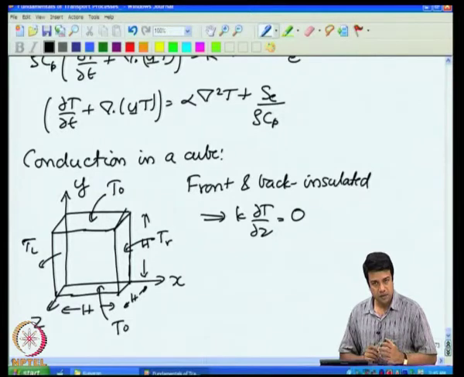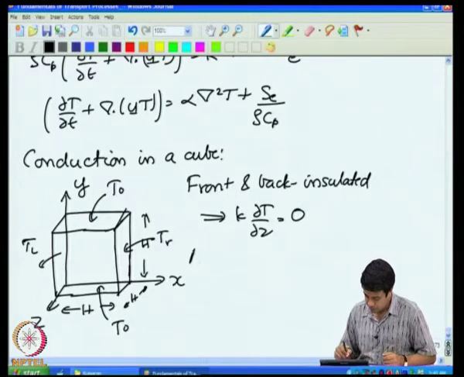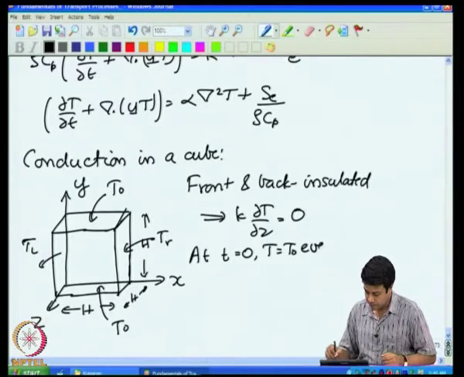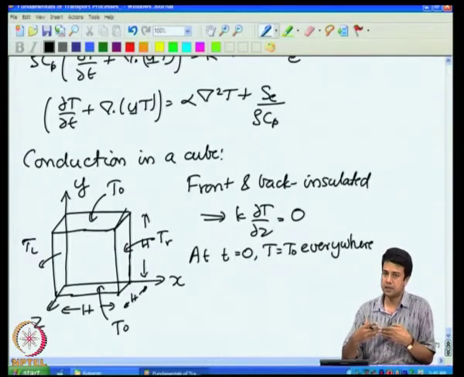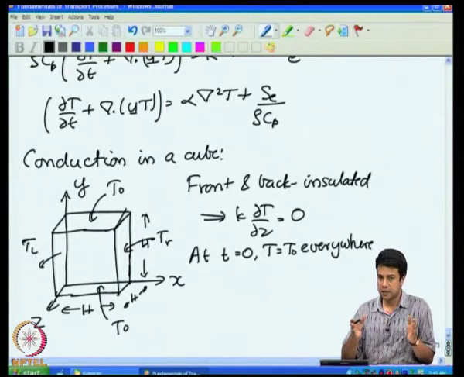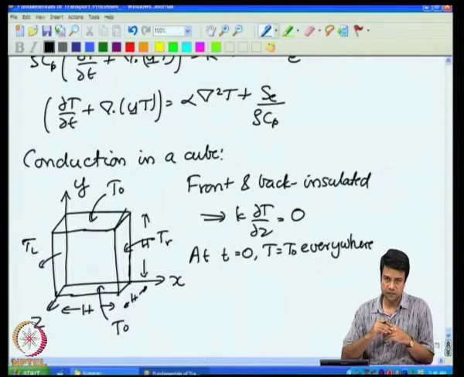And what about the time dependence? At time t is equal to 0, T is equal to T naught everywhere. That is, I have a cube which has insulated front and back faces, so that there is no heat transferred across. Initially, the entire cube was at a temperature T naught. At time t is equal to 0, I instantaneously raised the left and right faces to temperatures T L and T R, and I need to find out what is the temperature within the cube due to diffusion.